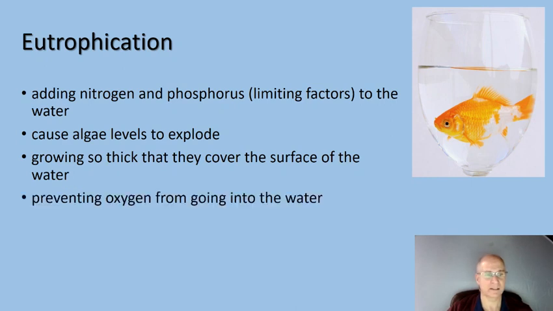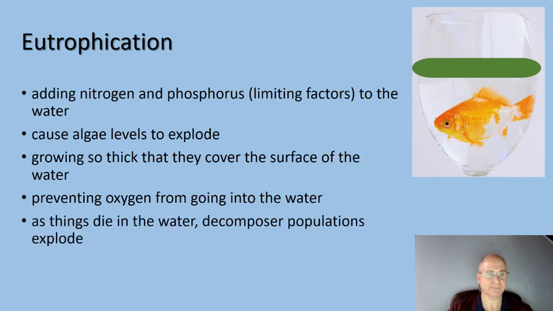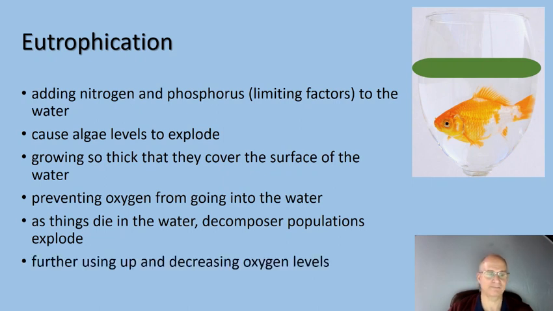of our wine glass. So that algae and the bacteria can grow so thick they will prevent oxygen from going into the water with the same effect that the fish would die. And as things in the water are going to die, that's going to cause decomposer levels in the water to explode. And they're going to pull what little oxygen is left out of the water, making the amount of oxygen go even lower still. So this process is called eutrophication.